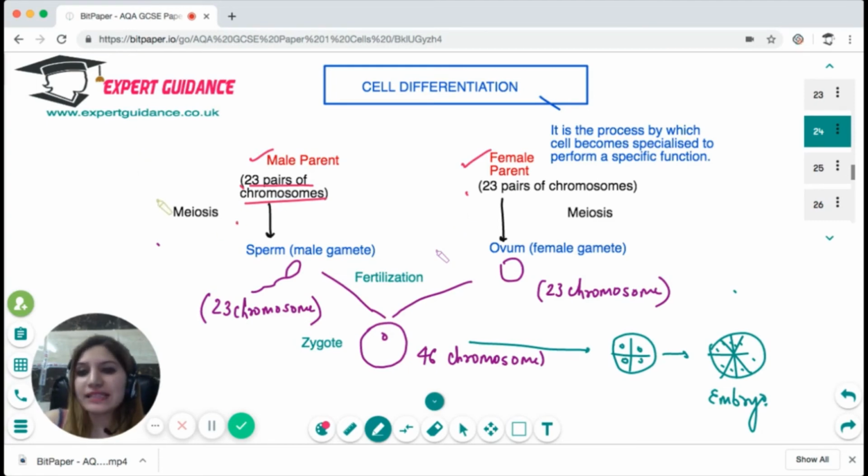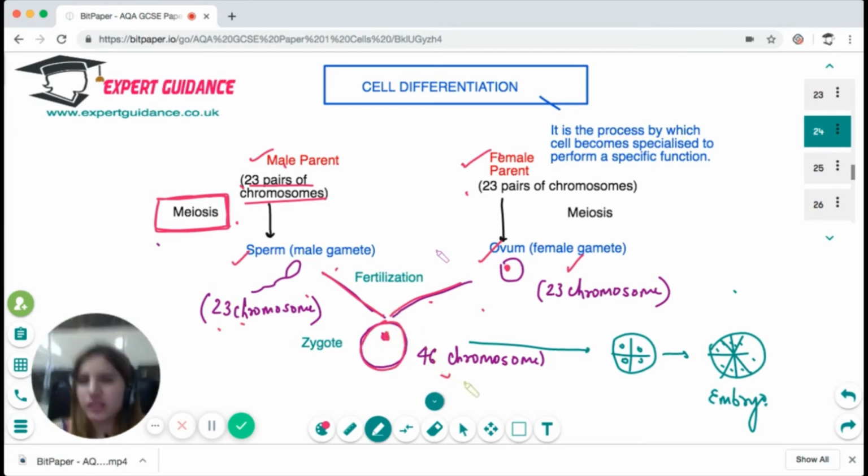Now, male cells undergo another division. We just saw mitosis. There's another division called meiosis, which produces half the number of chromosomes and is required to make the gametes. So the male parent makes a sperm or a male gamete, and the female parent makes an ovum or a female gamete, and both have 23 chromosomes. Now, during fertilization, they both fuse to form a zygote, and this zygote now has 46 chromosomes, so the 46 or 23 pairs number is restored.